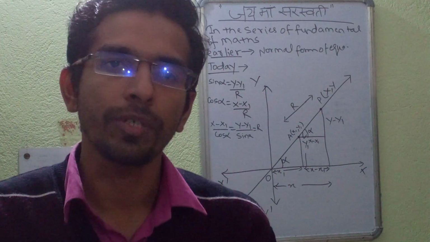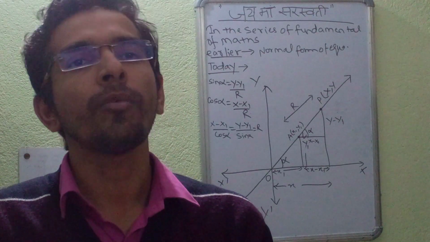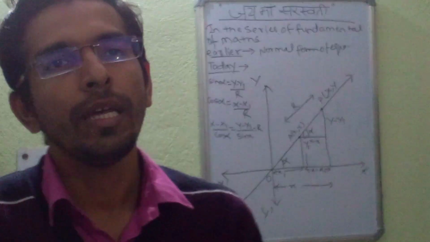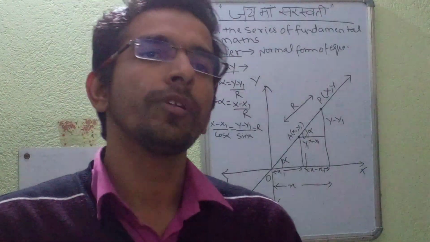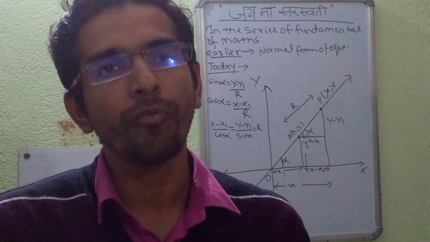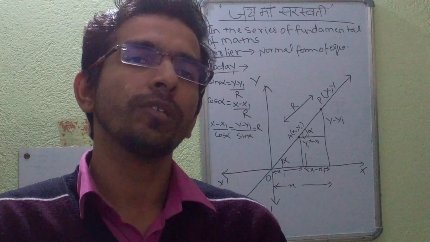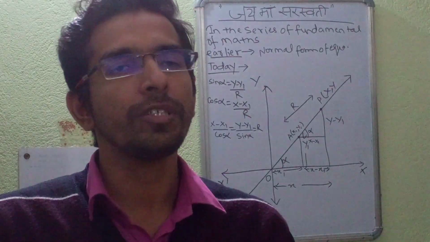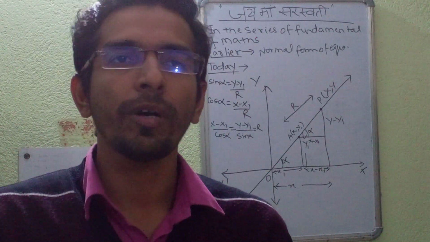So, in the series of Fundamentals of Maths, yesterday we had covered the topic related to the normal form of the equation. This was another form of the equation of the straight line, in which we derived the equation for the normal or perpendicular form, that is x cos alpha plus y sin alpha is equal to p, where p is the perpendicular distance from the origin to the particular line.